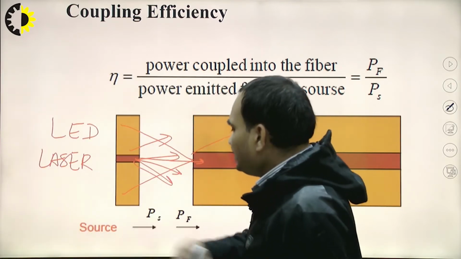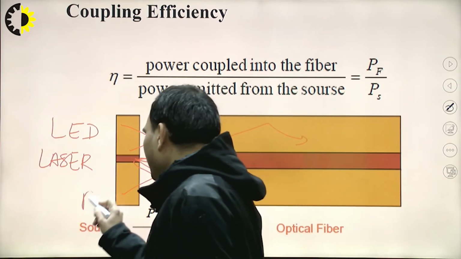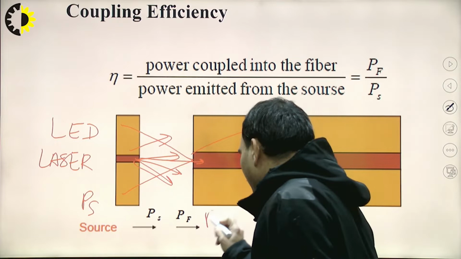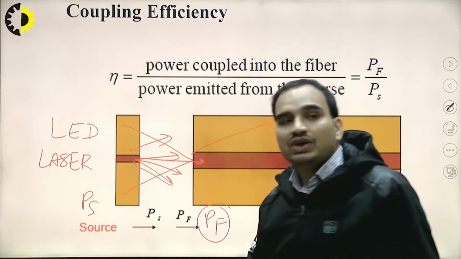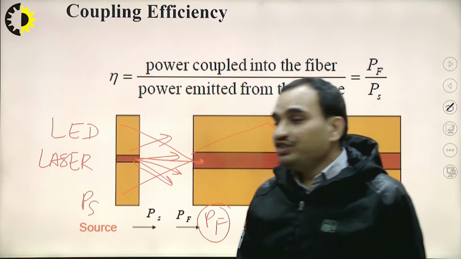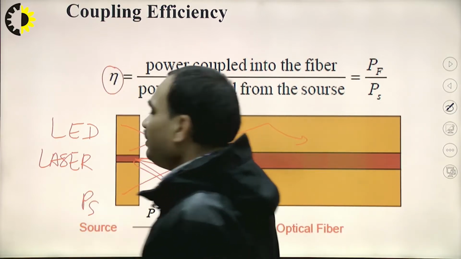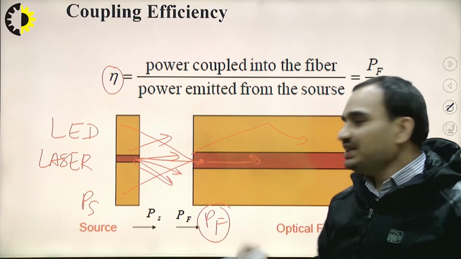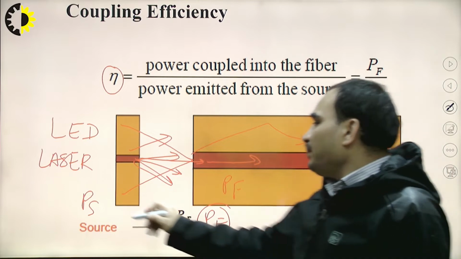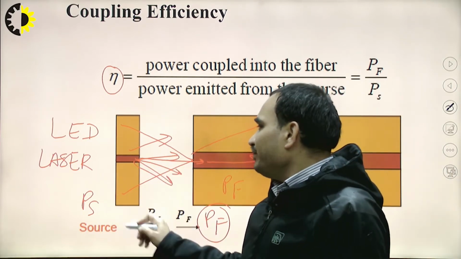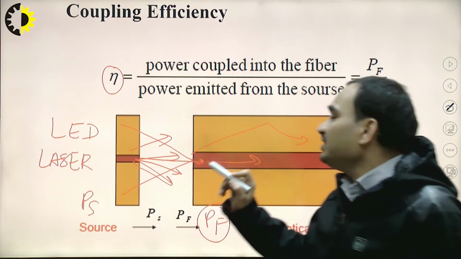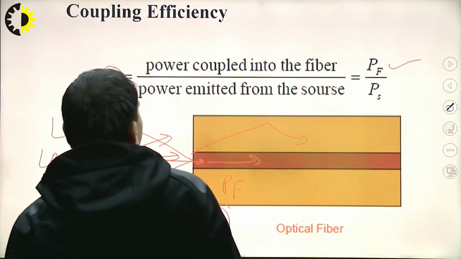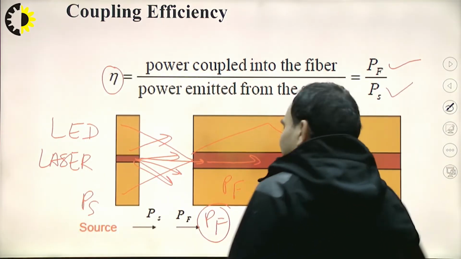Whatever power is generated from the source is given by P of S, and the power entering the fiber is P of F. So we can find the coupling efficiency, eta, which is given by the power coupled into the fiber, P of F, divided by the optical power emitted from the source, that is the LED or laser, P of S.